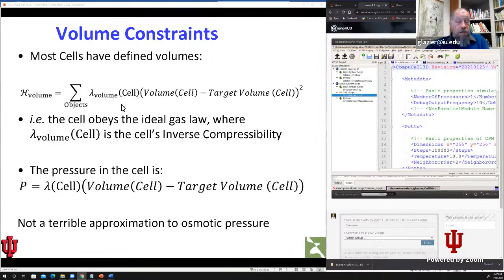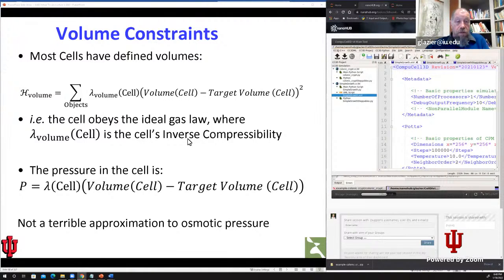This gives rise to a concept of a pressure. Again, think of the cell as a balloon. The pressure is that lambda times the difference between the current volume and the target volume. If you want to think about this biologically, you could think about the osmotic pressure of a cell.